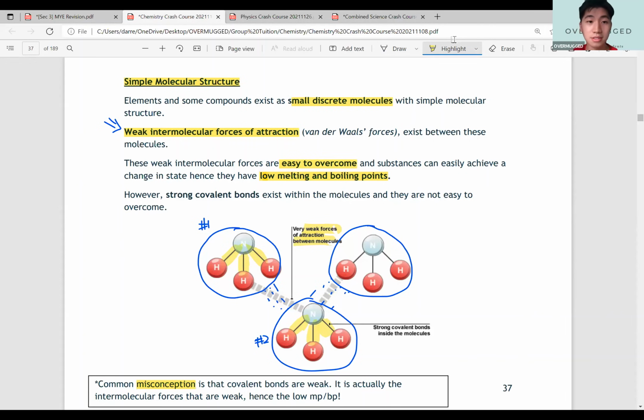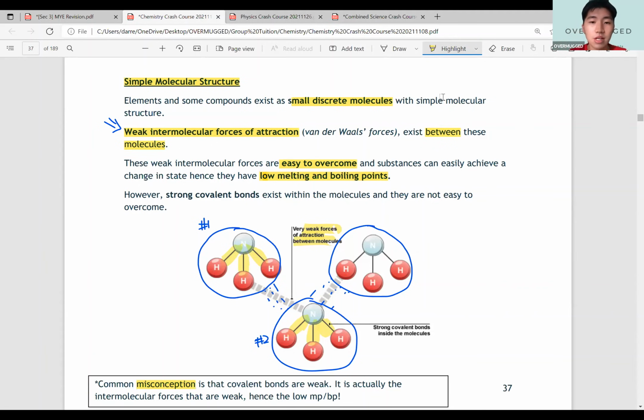Are we clear on this? This is super important. Okay, so is covalent bond weak? No, covalent bond is as strong as your ionic bond. What is weak is the weak intermolecular force of attraction between your molecules. From one family to the next neighbor, that bond is weak. Within the family is strong. So please do not mistake it.